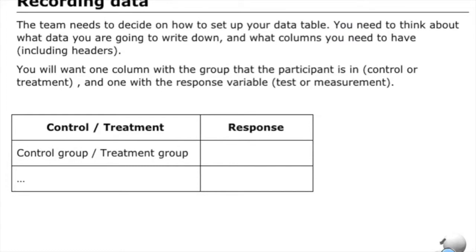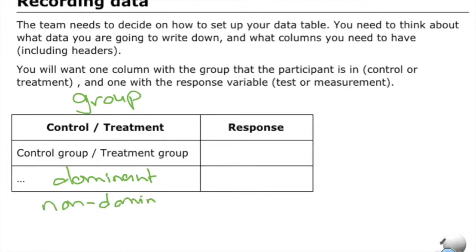So when I come to record data for this type of experiment, I need one column which has which group we're in. So if I was doing my dominant hand, non-dominant hand, I would have the students write either dominant or non-dominant in that column. And then my response would be the time. So I might write 45 seconds and 28 seconds. And so I've got my response variable in that second column there.